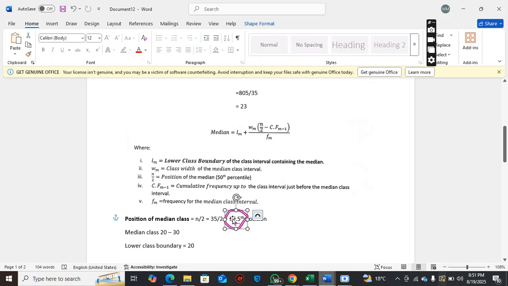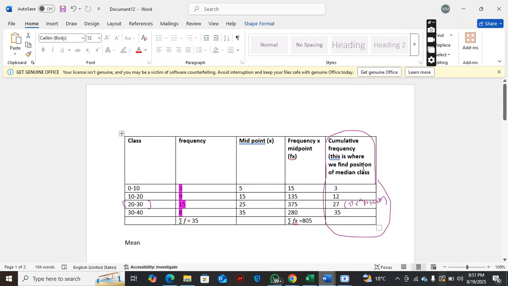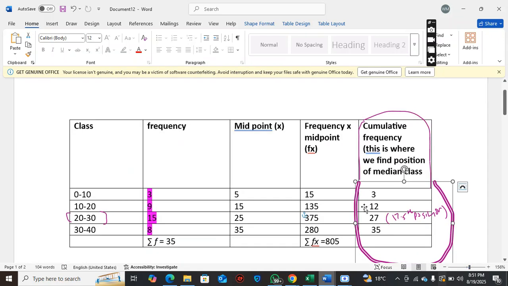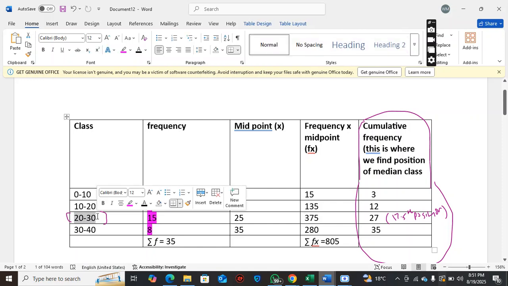Once you've located this position, you're going to come to your cumulative frequency column and ask, where can I find the 17.5 position? Can I find it from 0 to 3? No. Can I find it from 4 to 12? No. Can I find it from 13 to 27? Yes. So we can find the 17.5 position here, meaning our median class is 20 to 30.